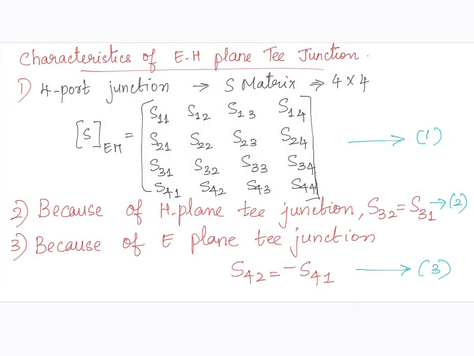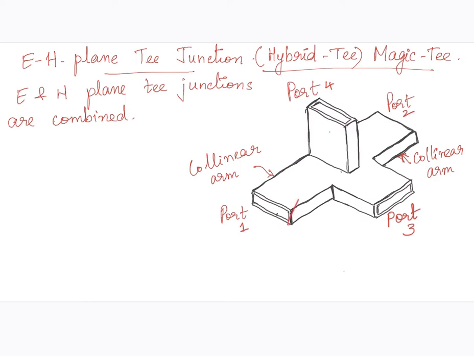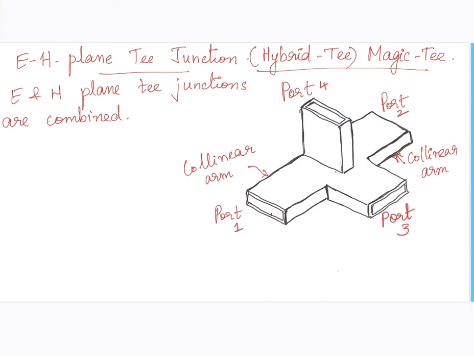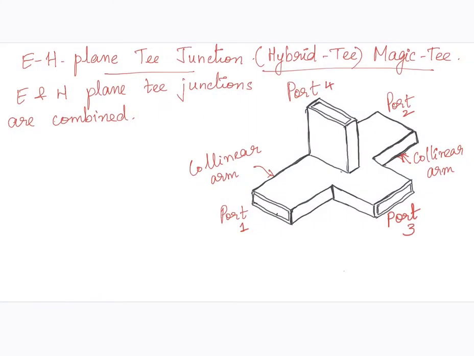So the first property or characteristic is, as the magic T has 4 ports, the dimension of the S matrix will be 4 by 4. So the general S matrix can be written as S11, S12, S13, S14, S21, S22, S23, S24, S31, S32, S33, S34, S41, S42, S43, S44. So that will be the general denotation, the way we denote the S matrix.